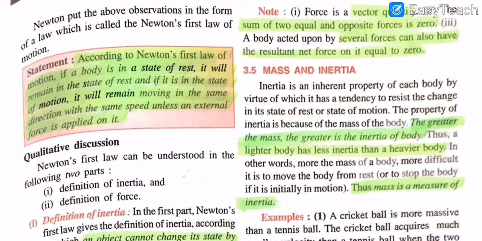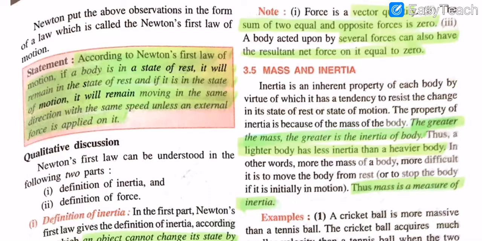According to Newton's first law of motion, if a body is in a state of rest, it will remain in a state of rest, and if it is in a state of motion, it will remain in a state of motion in the same direction with the same speed, unless an external force is applied on it. So Newton put all these observations together. He, of course, added a few numericals here and there, and he named it Newton's first law of motion. So it's still called Galileo's law of inertia, but this complete law of motion and inertia together is called Newton's first law of motion, basically.